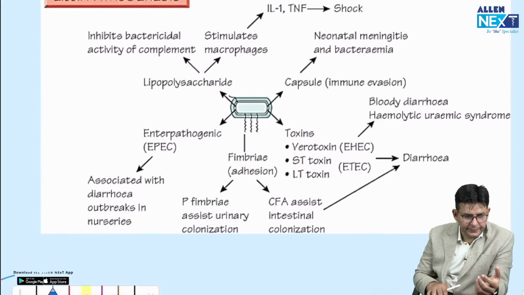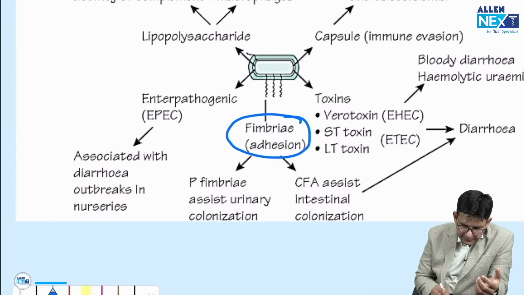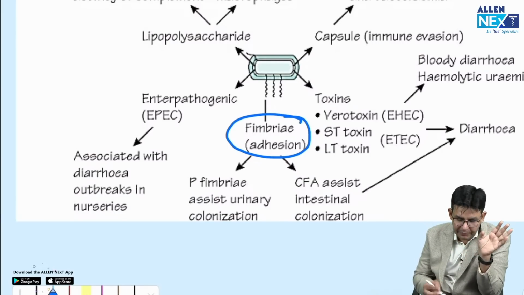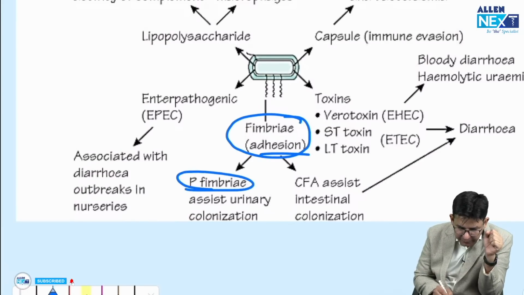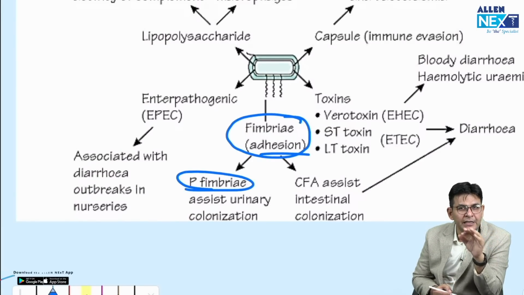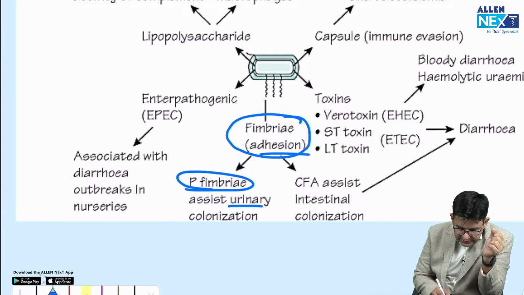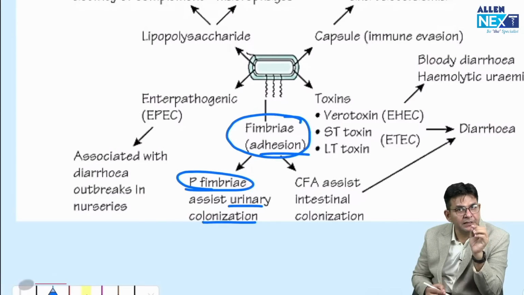Yeah, Kartavya, you're right. See this particular one, guys. First of all, see this Fimbria. This was a NEET PG question also. Fimbria helps in adhesion. First point. And this particular P Fimbria is there in certain E. coli which attach to the uroepithelial cells and lead to UTI. That assists in urinary colonization, that you already know. So P Fimbria helps in adhesion.